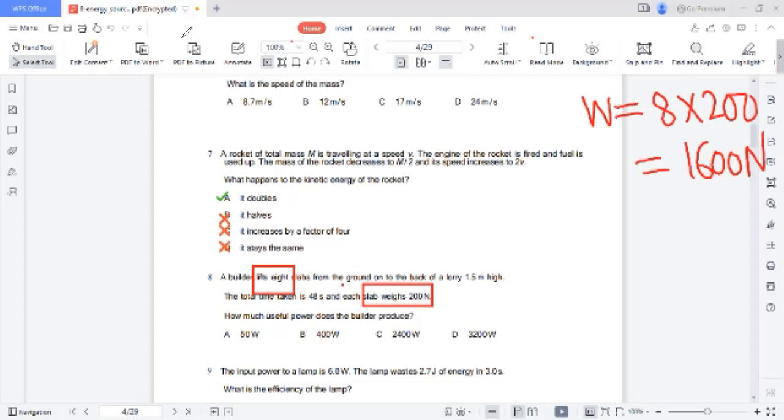And from the ground to the back of the lorry, which is 1.5 meters. So height is 1.5 meters. So we can do it like this. Like we know that potential energy is mgh.